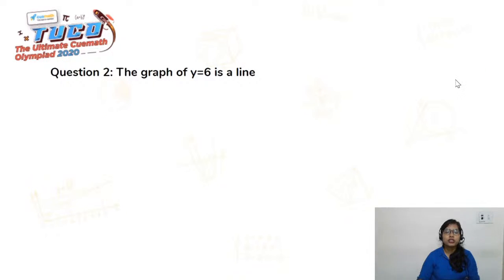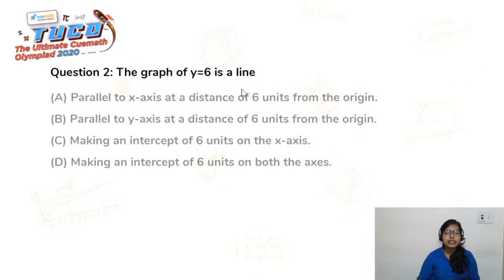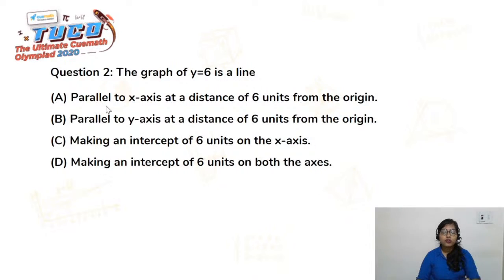Here goes our second question. The graph of y equal to 6 is a line. Now, you have to tell the nature of it. So that line is what kind of line? So please go through the options and let me know what answer you're getting. Any answer, anybody? Well, this is going to be very simple.